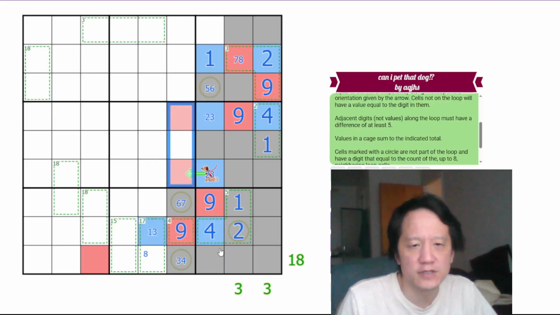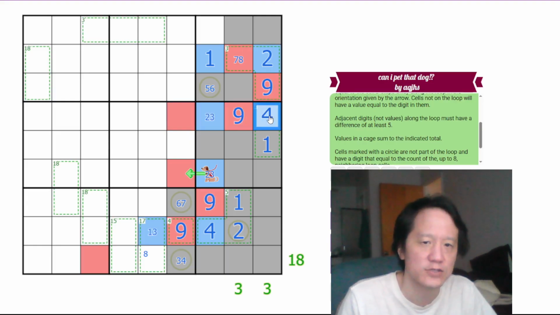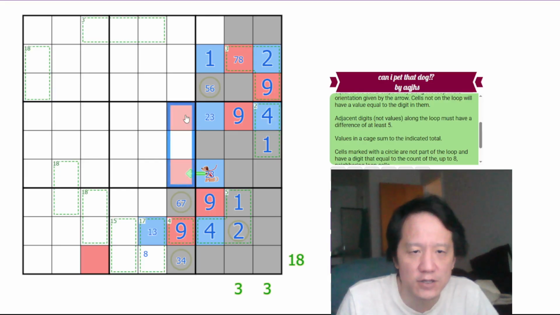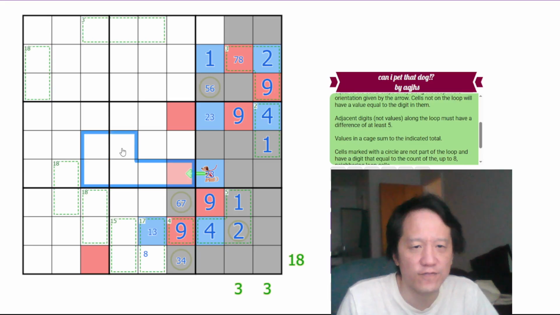Can this connect this way? If it's 4, if this is 4, well, this 9 has to add up to, has to have a 4. 1, 2, 3, 4, 5, 6, 7, 8, 9. Yes, so that is possible to connect this way. Otherwise, it has to go to a 4 somewhere here. So 1, 2, 3, 4, 5, 6, 7, 8, 9. Well, it can't double back.